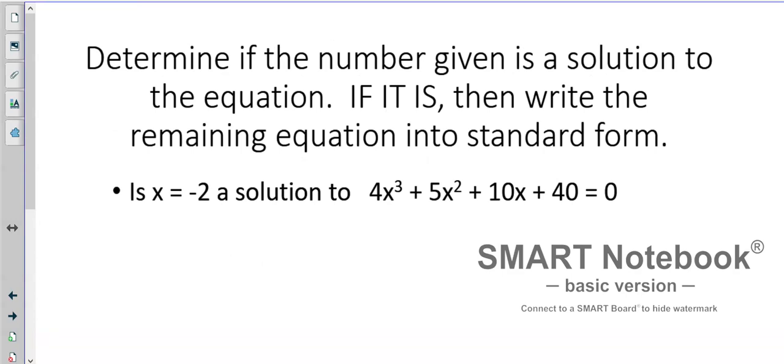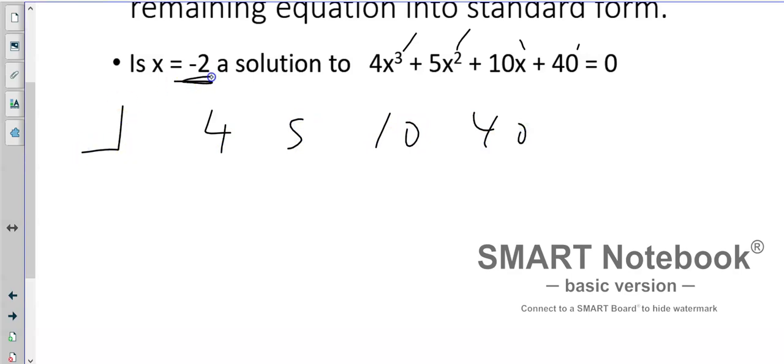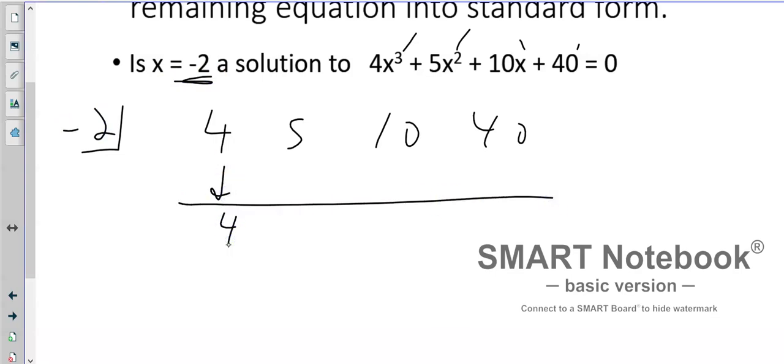If it is, same thing. So, remember, we look at our exponents. We have 3, 2, 1, none. So we have no zeros. So it's 4, 5, 10, 40. The number in the box is negative 2. We don't change it. Draw our line, drop it down, 4.